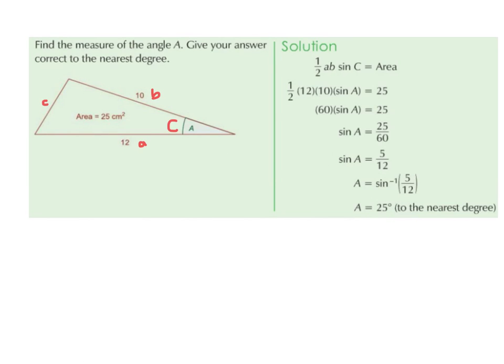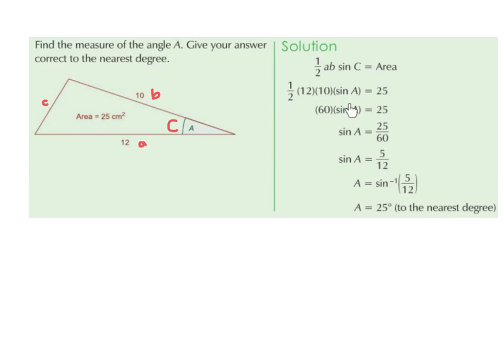Okay, so we start by writing out our formula. Half times AB times sine C is equal to the area. We swap the A for 12 with brackets around it. We swap the B for 10 with brackets around it. Sine C now just becomes sine A. And the area we swap for 25 because we were told the area was 25 centimeters squared. Okay, so now we're going to simplify. A half times 12 is 6, and 6 times 10 is 60. So we have 60 times sine A is equal to 25.